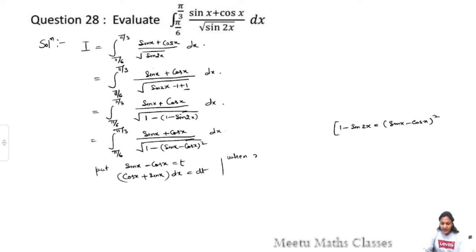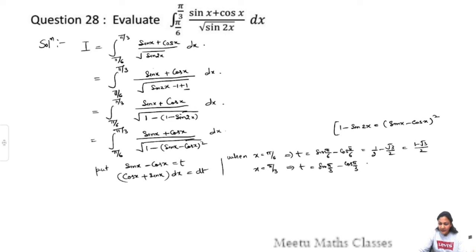So when x is equal to pi by 6, your t will be sin pi by 6 minus cos pi by 6, and sin pi by 6 is 1 by 2 and cos pi by 6 is root 3 by 2. So 1 minus root 3 by 2. And when x is equal to pi by 3, your t will be sin pi by 3 minus cos pi by 3, and sin pi by 3 is root 3 by 2 and cos pi by 3 is half. So it will become root 3 minus 1 by 2.